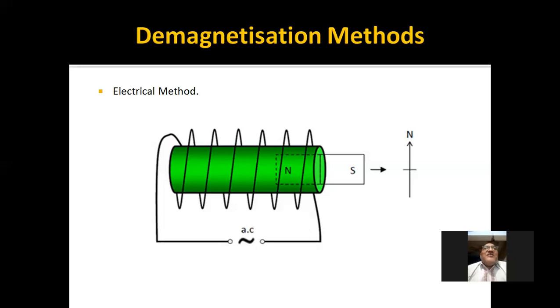Another way of doing this is to put the permanent magnet in the solenoid and give it alternating current, and then gradually reduce the alternating current. When you make the current zero, and at the end you take out that permanent magnet, you will observe that it has lost its magnetism. So this is the electrical method of demagnetizing, very important. And you can read its details in your textbook, okay?